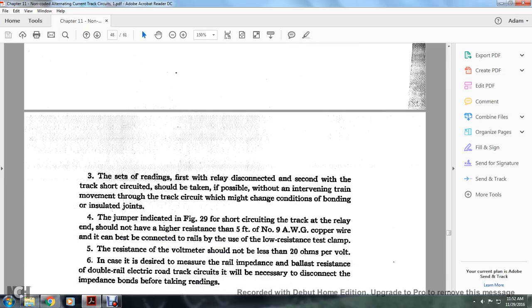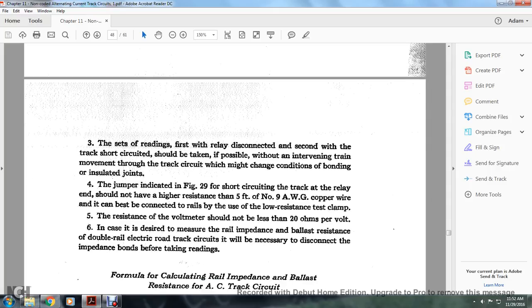3. Take one set of readings first with the relay disconnected, and the second with the track short-circuited. It should be taken, if possible, without the intervening of train movement through the track circuit, which might change the conditions of the bonding and insulated joints. 4. The jumper indicated in figure 29, which short-circuits the track relay end, should not have a higher resistance than 5 feet of number 8 or number 9 AWG copper wire, connected to the rails by use of a low resistance testing clamp.